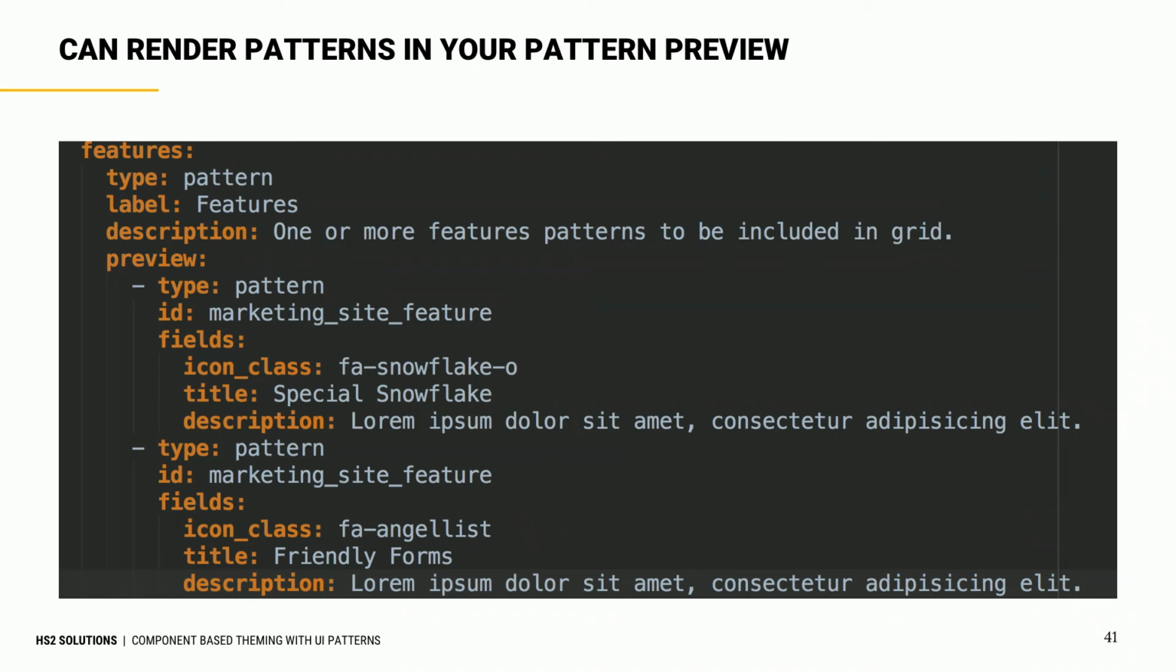And then in your pattern preview file, you can also render patterns inside of your preview. So it's the same example, and if we wanted to have multiple features, we can say the type is pattern, provide the ID of the pattern, and then list out the fields there, so we can have multiple renderings of the pattern inside of that marketing site feature section. It's nice in that it actually is going to go through the path of rendering the pattern itself, rather than you having to jam in a bunch of example markup.